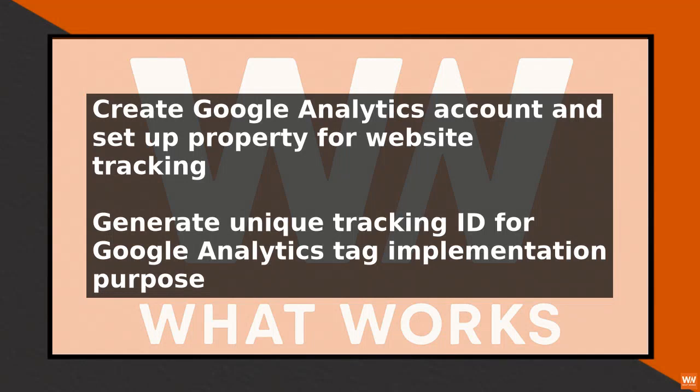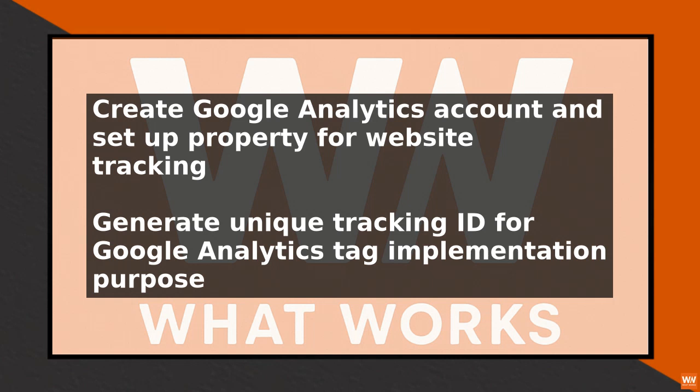Google Analytics tag implementation is a crucial step in tracking website traffic and behavior. To get started, you need to create a Google Analytics account and set up a property for your website. This will generate a unique tracking ID that you will use to implement the Google Analytics tag.